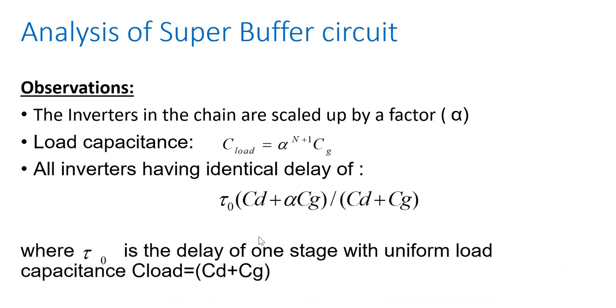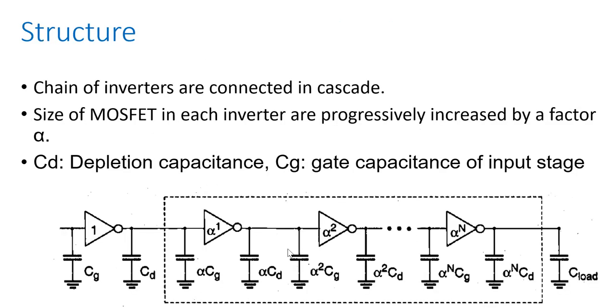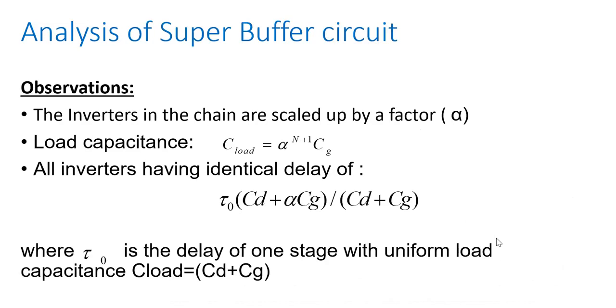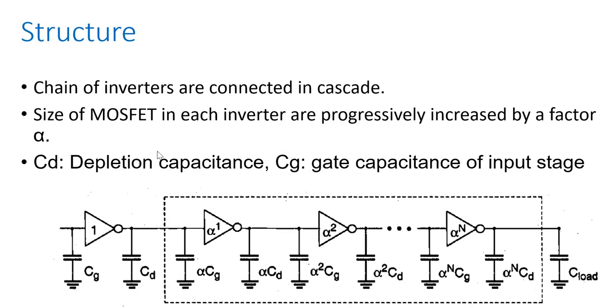Now we can make some observations from this structure. The observation is that the inverters in the chain are scaled up by a factor of alpha. I already mentioned all the inverters connected, their size increases by a factor of alpha, alpha square, alpha cube, etc. If you see the structure, this is alpha CG, this is alpha CD, this one alpha square CD, this is alpha square CG, alpha to the power n CG, alpha to the power n CD.